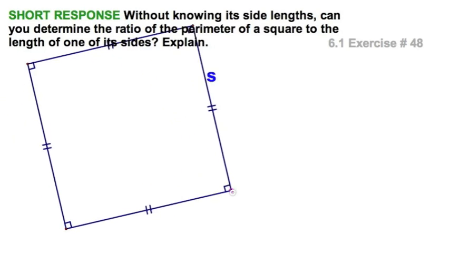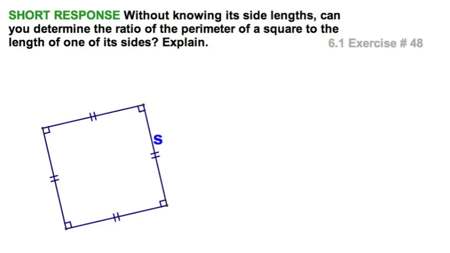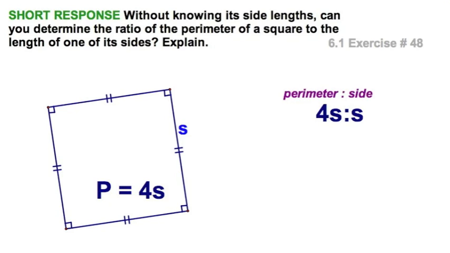Well, I've got a square here. Don't know how big the sides are, but I know they're all the same. I'm going to assign them a value of s. Well, if the side is s, I know the perimeter is 4 times s. So if I want to know the ratio of the perimeter to a given side, well, it's 4s to 1s. And if I divide out those s's on both sides of this ratio, 4 to 1.